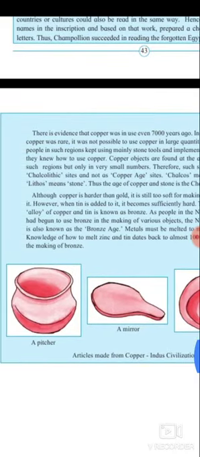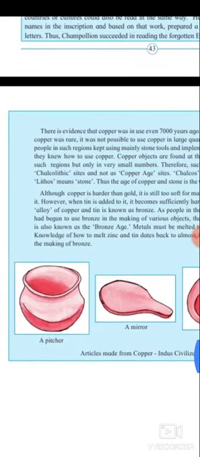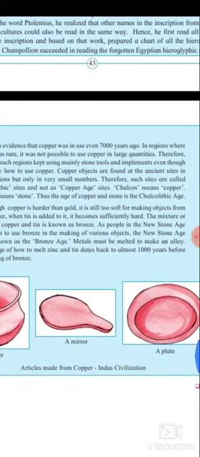So such sites are called chalcolithic sites and not copper age sites. Okay, chalcos means copper and lithos means stone. So the age of copper and stone is the chalcolithic age. The combination of copper and stone is called the chalcolithic age.